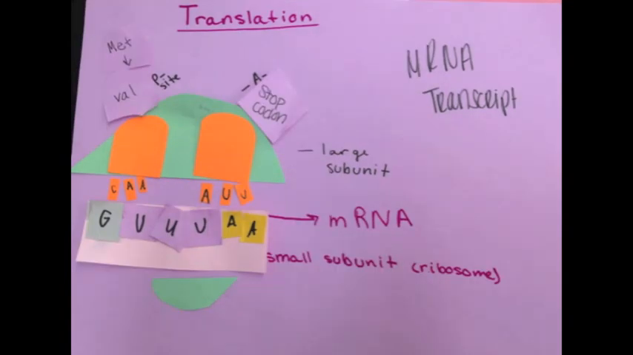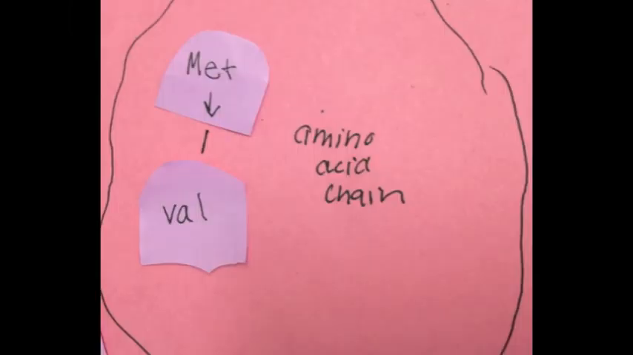The tRNA with the CAA anticodon carries an attached valine amino acid, which was added to it by enzymes in the cytoplasm. The amino acid of the first tRNA attaches to the amino acid of the second tRNA. The catalytic site forms the peptide bond between the two amino acids, and a protein is starting to form.